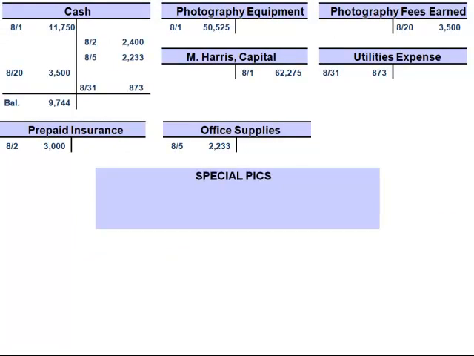The format for a trial balance lists the company name, Special Picks, the report title, the trial balance, and the date for which the report is being presented, August 31st. We'll have a column for the debits and a column for the credits.